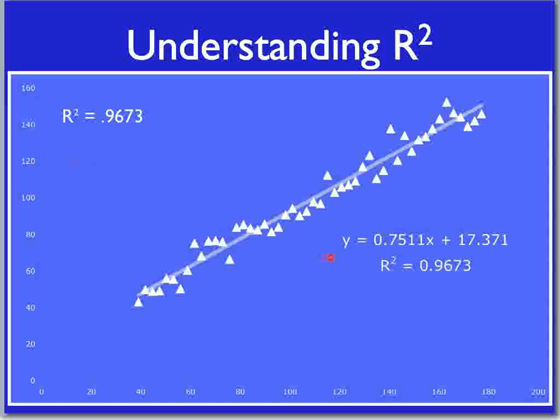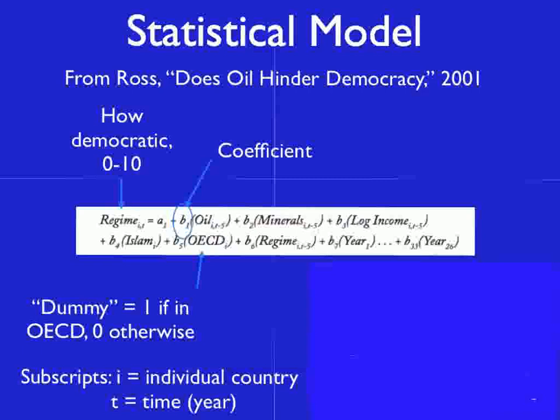So in this particular one, the line has this formula, y equals 0.075x plus 17.37. The investigator told the computer, figure out what this coefficient and this constant are, such that my formula fits all of the data points as closely as possible. And in this particular regression, the computer was able to do that exceptionally well, as evidenced by the high r-squared.